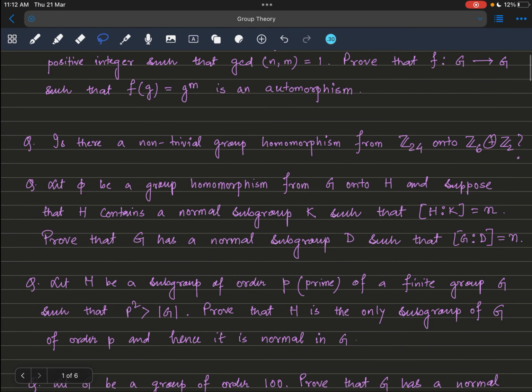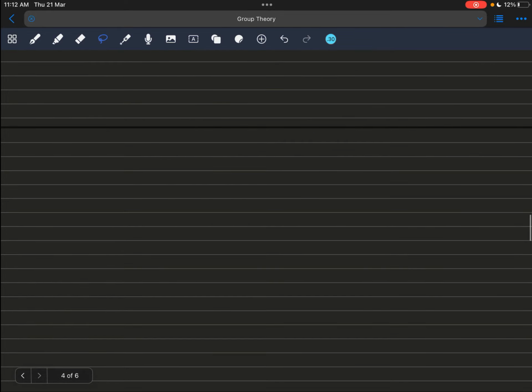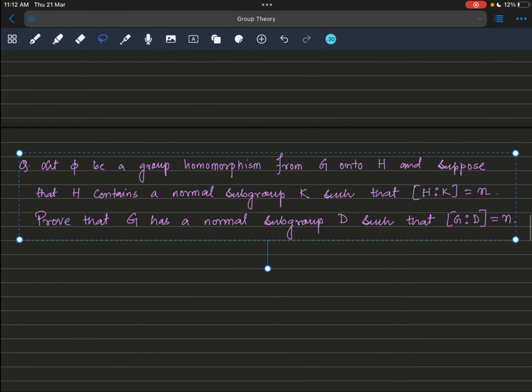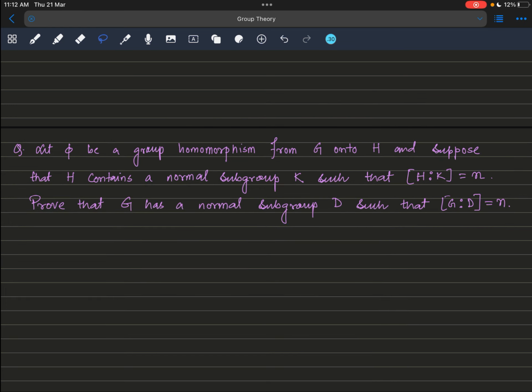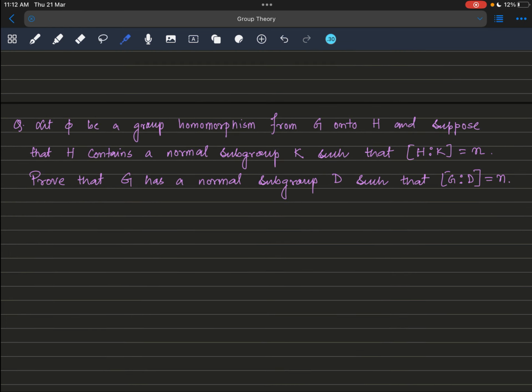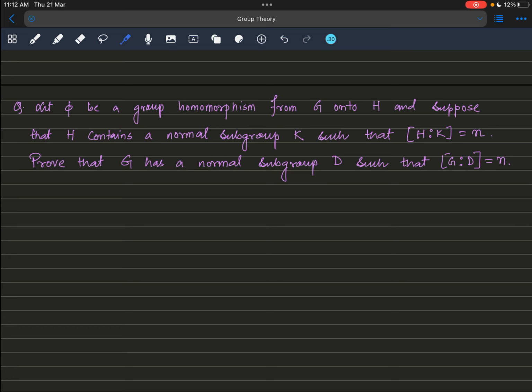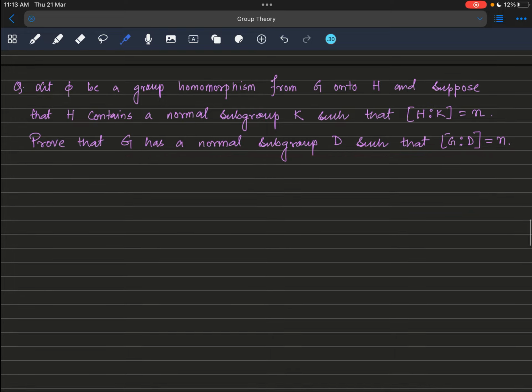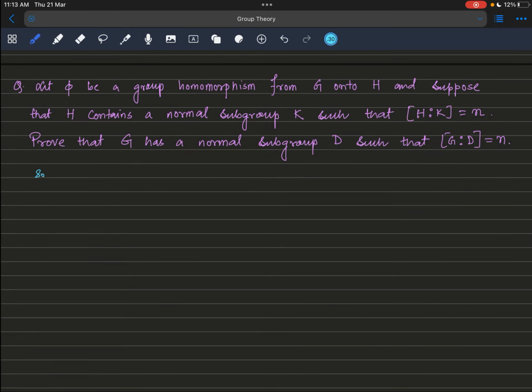Yeah, so let me drop it first. Okay, yeah, so this is the next question. The question says: let phi be a group homomorphism from G onto H, and suppose that H contains a normal subgroup K such that the index of this is n, and we have to prove that G has a normal subgroup D such that this. Okay, fine. So come back to the solution.